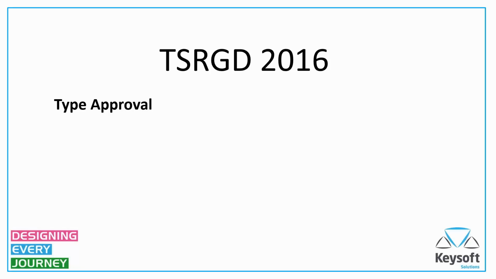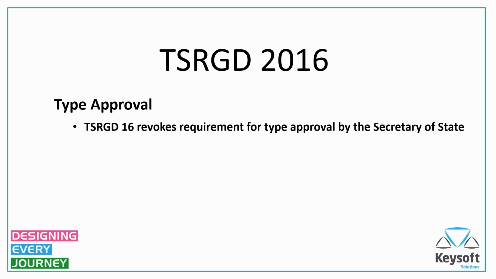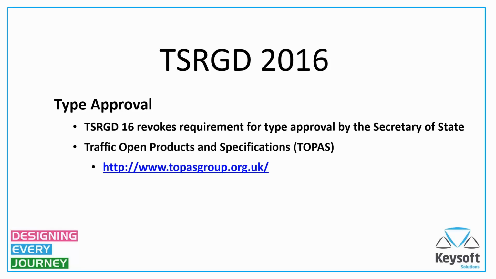Now the new TSRGD actually revokes the long-standing requirement for type approval to be required by the Secretary of State. So particularly with traffic control equipment, probably not too relevant to a lot of people who are signed on today, that has been dropped and will now go to a voluntary organisation called TOPAS, loosely, the Traffic Open Products and Specifications Group. You can see their address there.